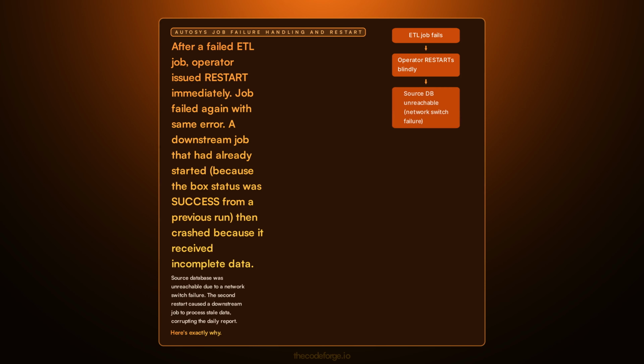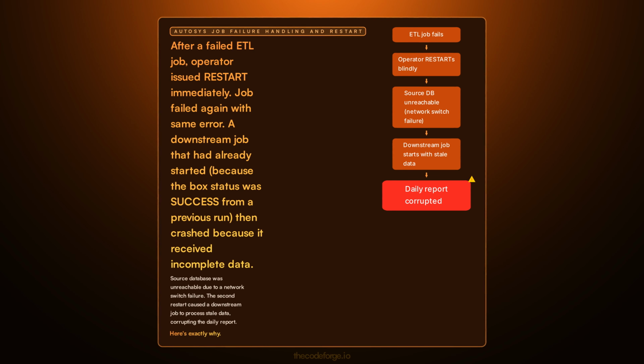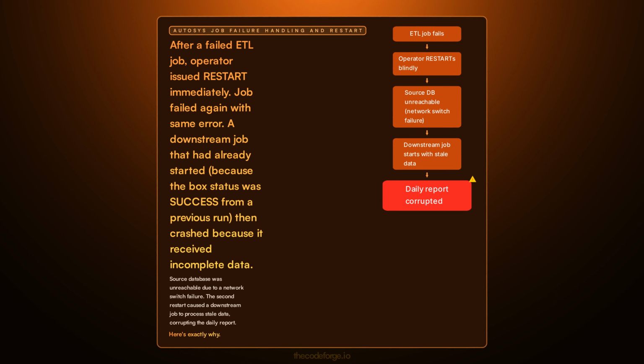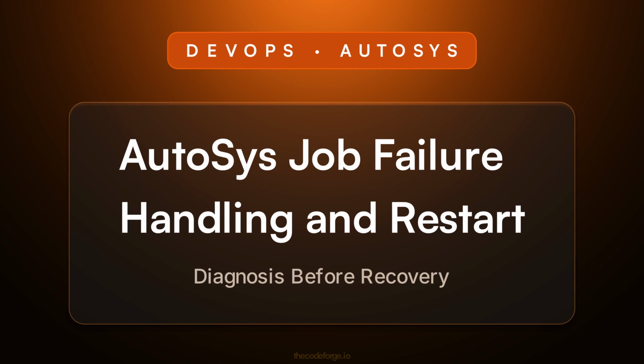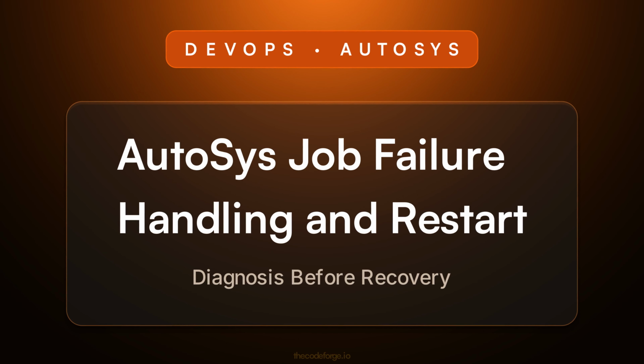A failed ETL job got a blind restart, and a downstream job crashed on stale data. The root cause? A network switch failure that made the source database unreachable. Let's break down AutoSys job failure handling and restart, how it works, and the exact mistake behind that failure.